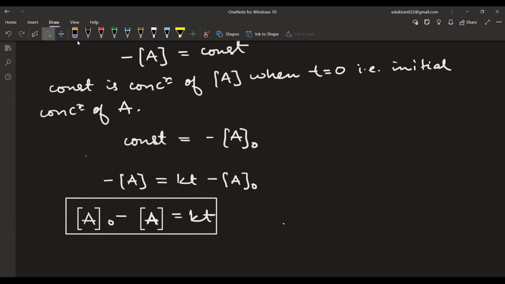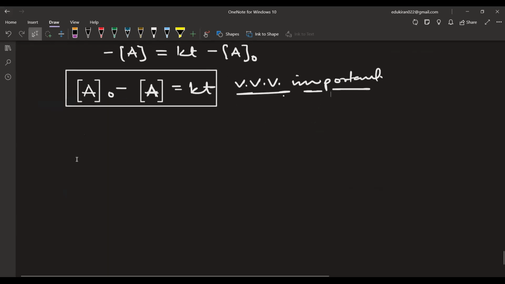Done, guys? Yes or no? Please tell me. Yes, sir. Okay. So this particular equation is very, very important. If you remember this equation, then it will be very easy to remember the equation for the first order also. Now you will write a topic: graph between rate and concentration.